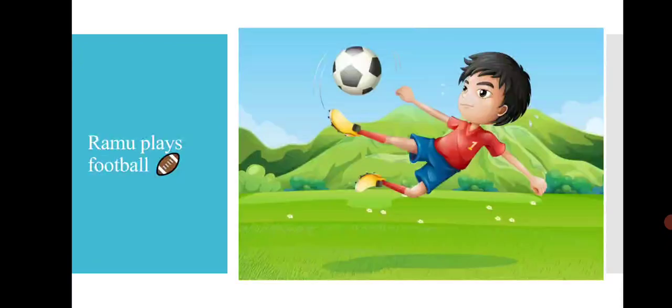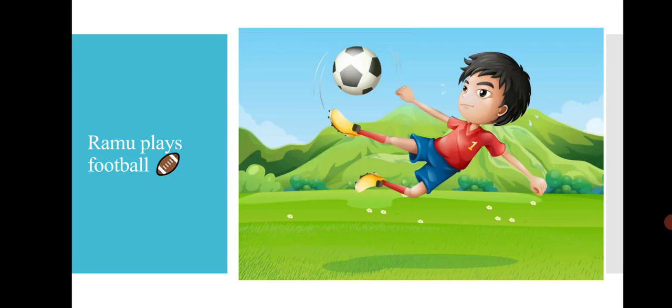From the picture, we could find a boy playing football. He can be assumed as Ramu. So the example given here is Ramu plays football. So the verb here used is plays. Plays is a present form of the verb. The past form of the verb play is played and the future form will be will play.